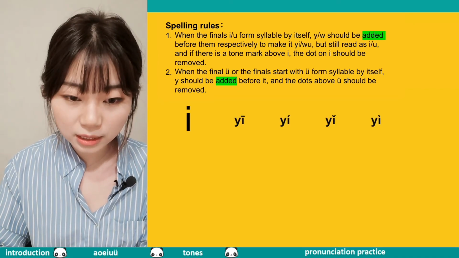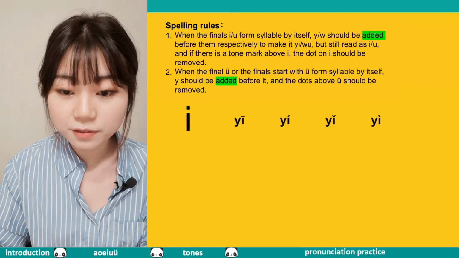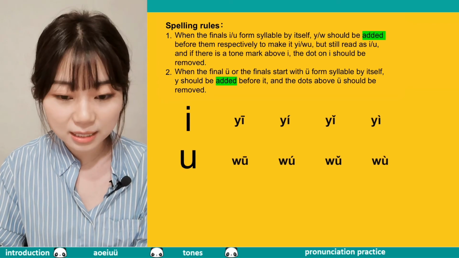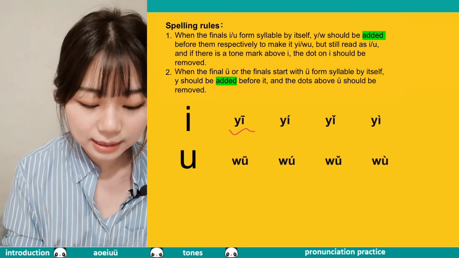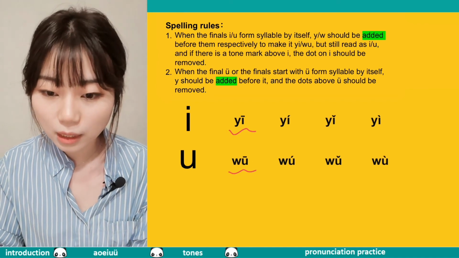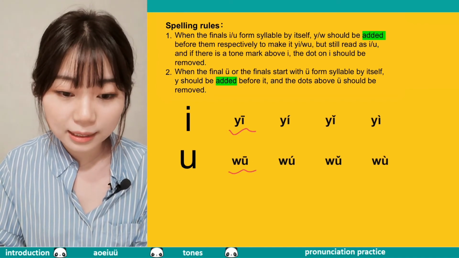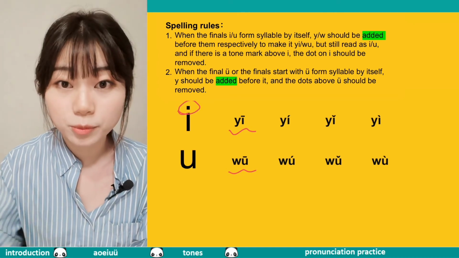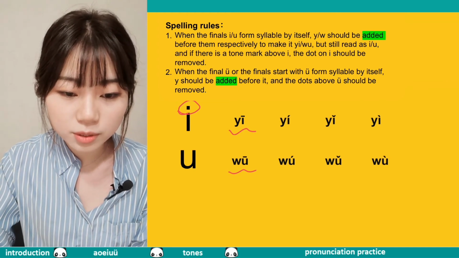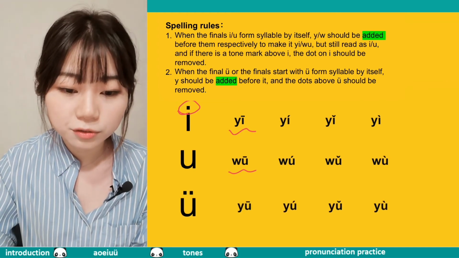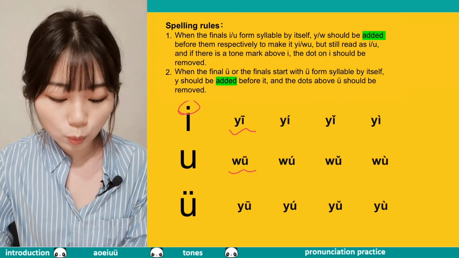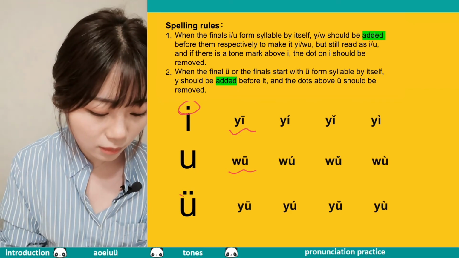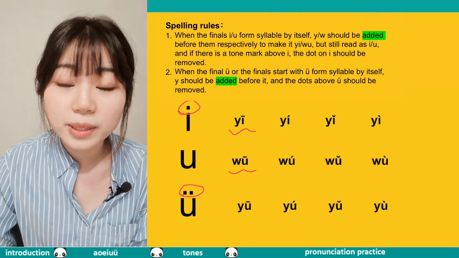Well, when the final i forms a syllable by itself, yi or wu should be added before it, respectively, to mark them as yi and wu. But still read as i and u. And if there is a tone mark on i, the dot on i here should be removed. And when the final ü forms a syllable by itself, y should be added before it, and the dot above it should be removed.